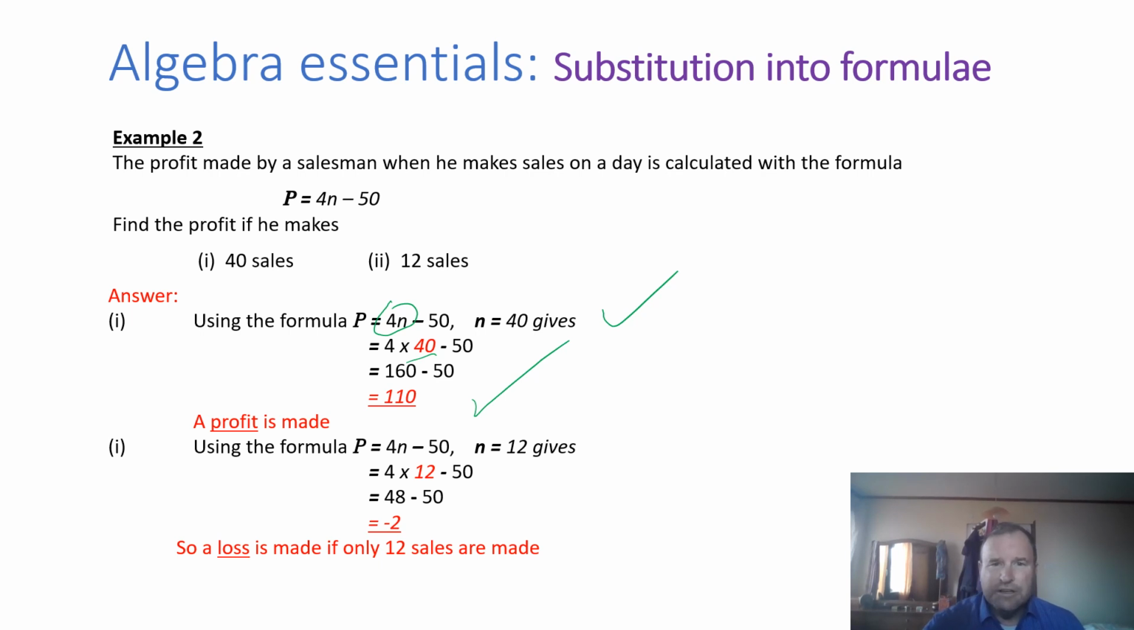We look at the next one, he made 12 sales. If we put it in, 4 times 12 is 48, 48 minus 50. Oh, he's made a loss because he needed to make more sales so that he could break even. So he made a loss of 2, whatever that loss was. I don't know, but it could be 50 francs, 100 francs, whatever the case may be.